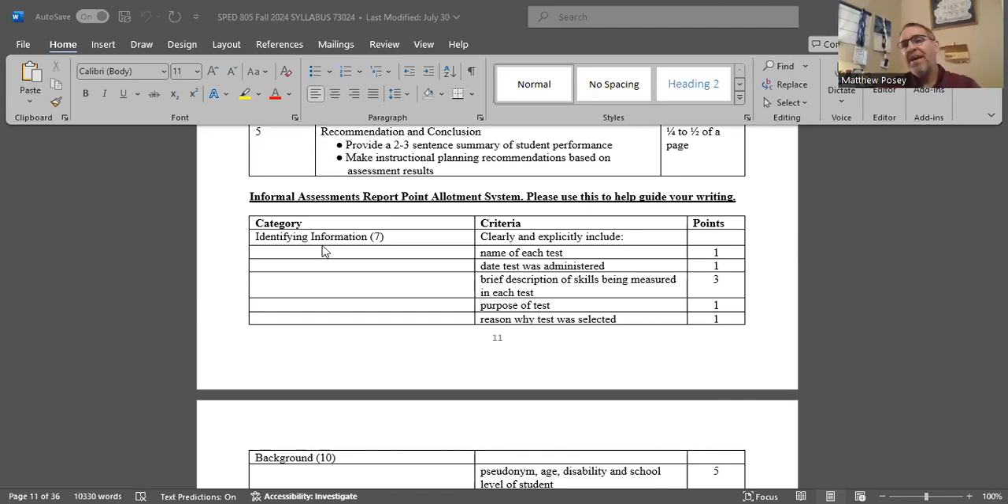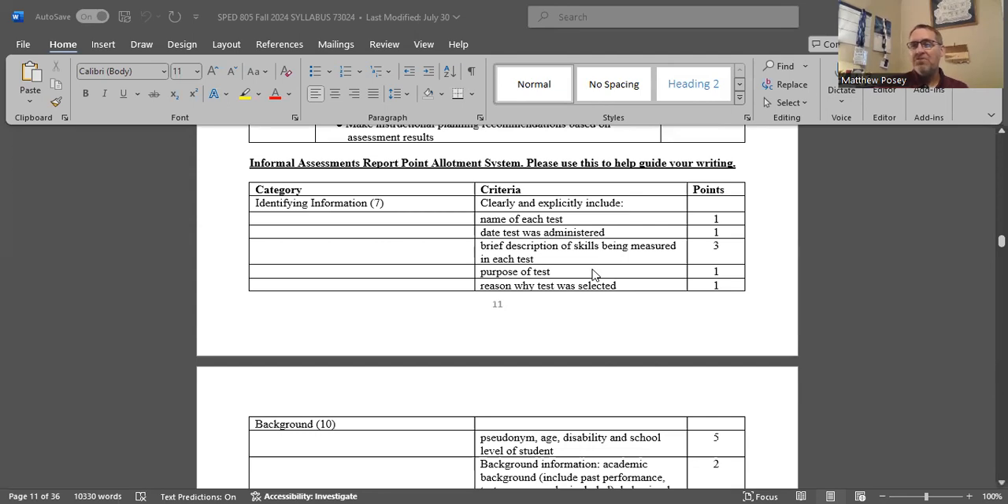So the very first category in the body of the paper is the section for identifying information. Information related to the test, specific assessments, informal assessments. You want to make sure that you're identifying the name of each informal assessment, particular dates that it was administered, just a brief description of the skills that are being measured in each test. What was the purpose of it? Just a brief description. What was your purpose of administering the informal assessments? Why did you select those particular informal assessments?